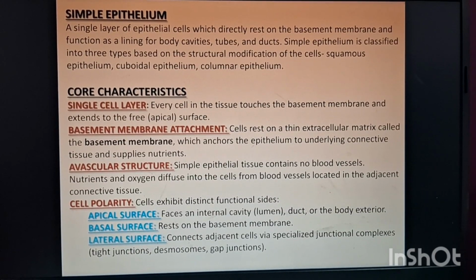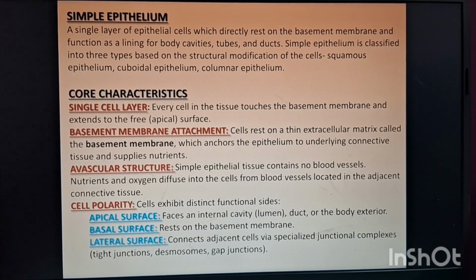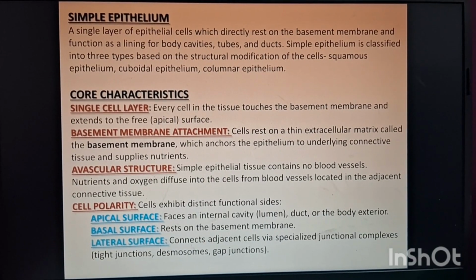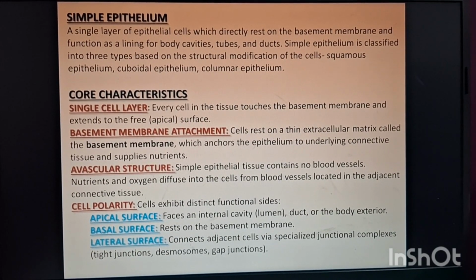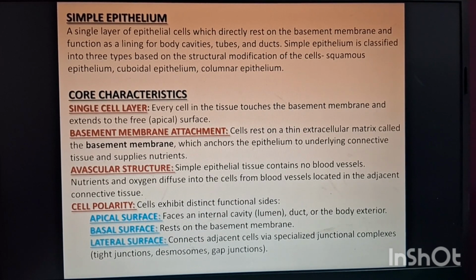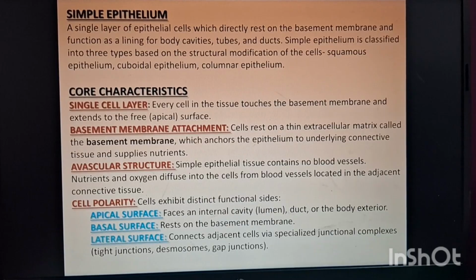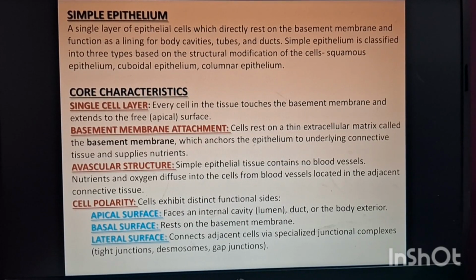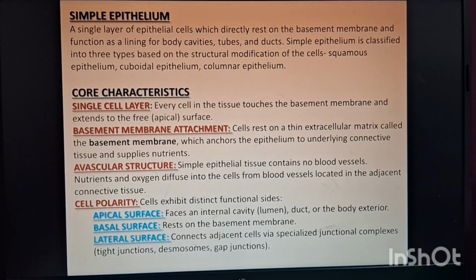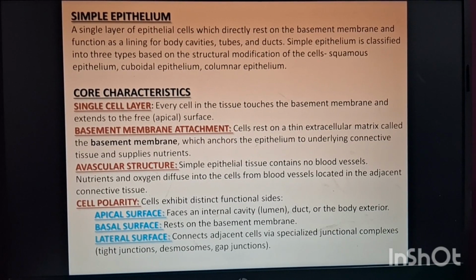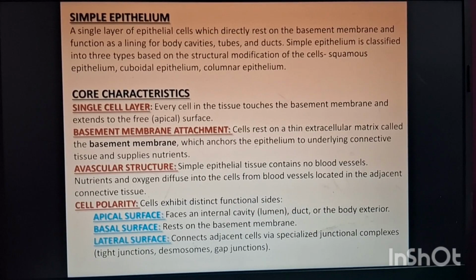Next, avascular structure. Simple epithelial tissue contains no blood vessels. Nutrients and oxygen diffuse into the cells from blood vessels located in the adjacent connective tissue. Next, cell polarity. Cells exhibit distinct functional sites. First is apical surface, faces the internal cavity, duct or the body exterior. Next, basal surface, rests on the basement membrane.